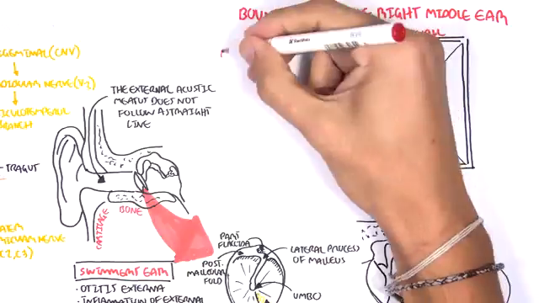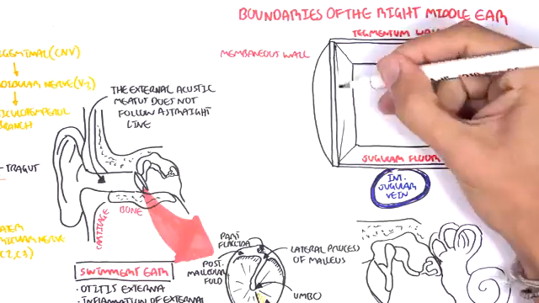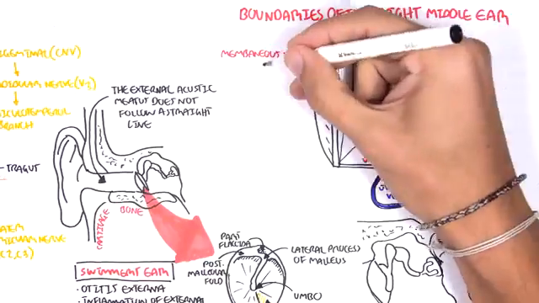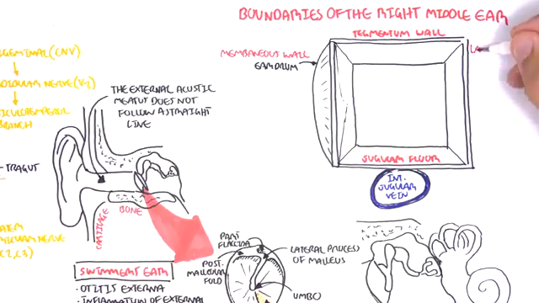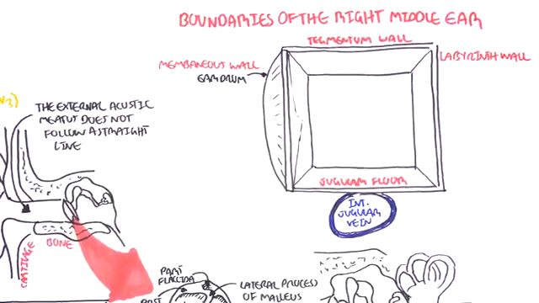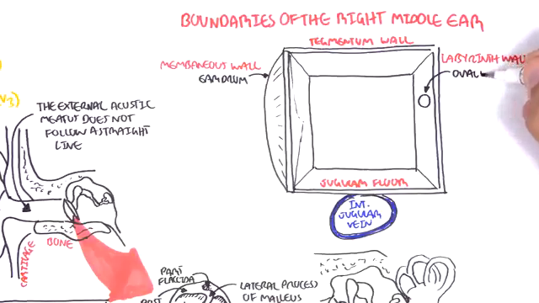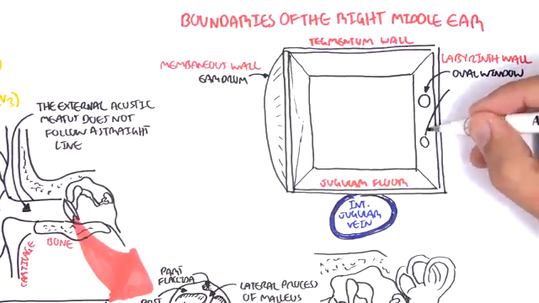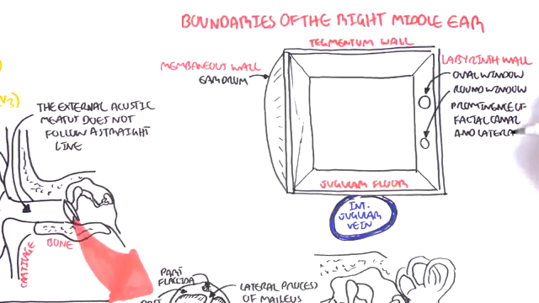The lateral wall, the one most towards the outside, is the membranous wall, because this is basically your eardrum. The medial aspect of the wall is the labyrinth wall, and this is where you can find the inner ear. There are important structures that make up the labyrinth wall, and these are the oval window and the round window. Also, the prominence of the facial canal and the lateral semicircular canal can be found here.